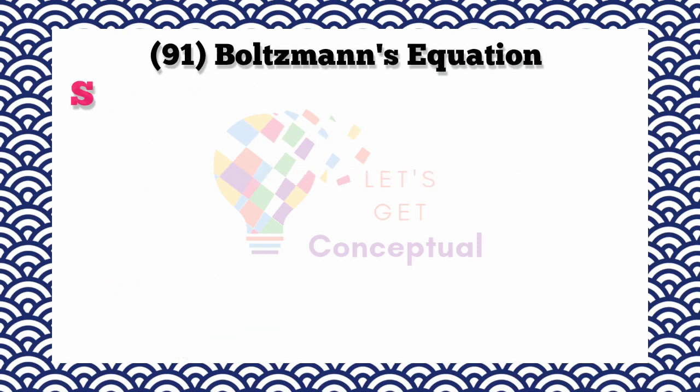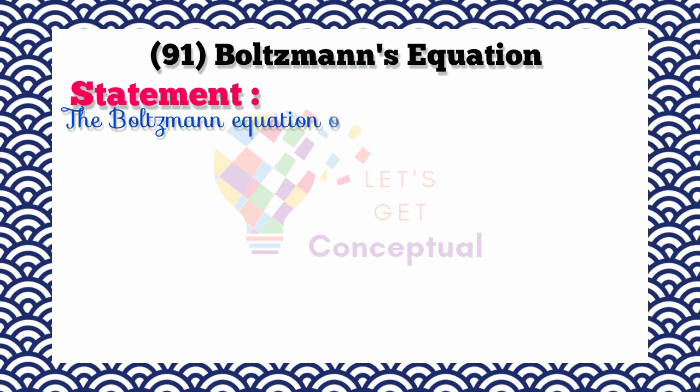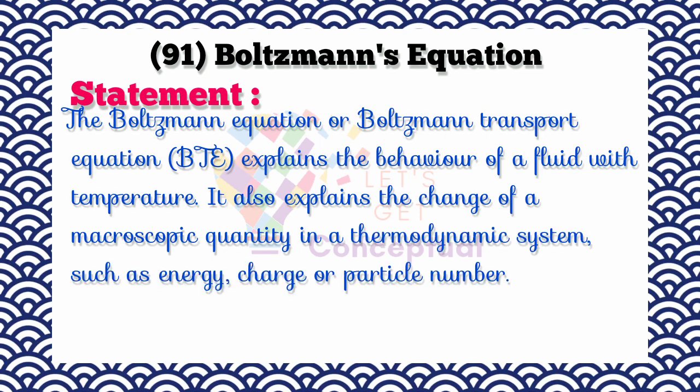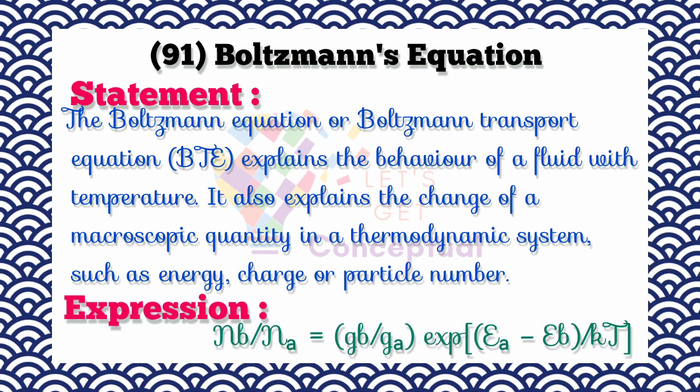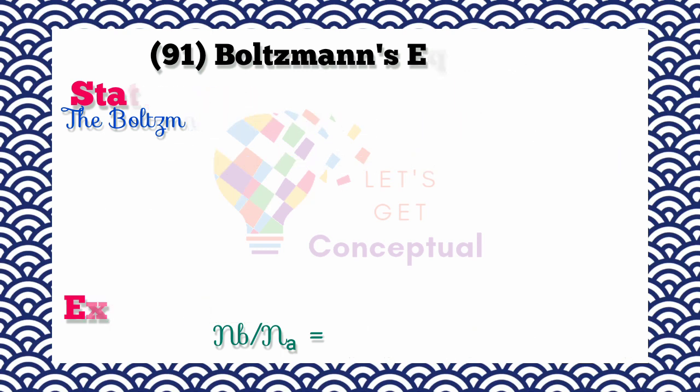Number 91. Boltzmann's equation. Statement: the Boltzmann equation or Boltzmann transport equation BTE explains the behavior of a fluid with temperature. It also explains the change of a microscopic quantity in a thermodynamic system such as energy, charge or particle number. Expression: NB over NA is equal to GB over GA exponential EA minus EB divided by KT.